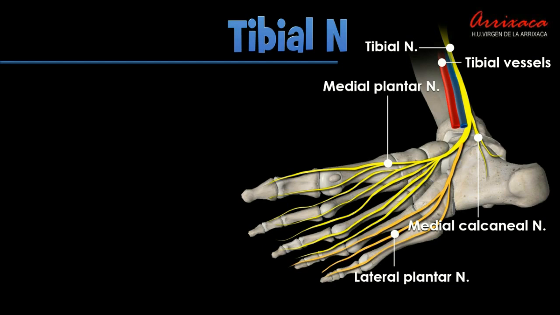At this point, it runs caudal and medially to reach the posterior medial side of the ankle, midway between the medial malleolus and medial tubercle of the calcaneus. It terminates deep to the flexor retinaculum at the origin of the abductor hallucis by dividing into both the medial and lateral plantar nerves that supply the foot.